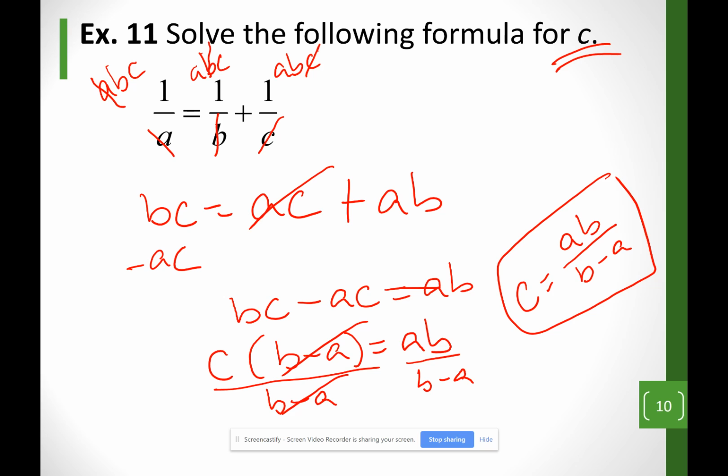So again, we're just looking at the letter I'm asking you to solve. We want that letter by itself and everything else on the other side.